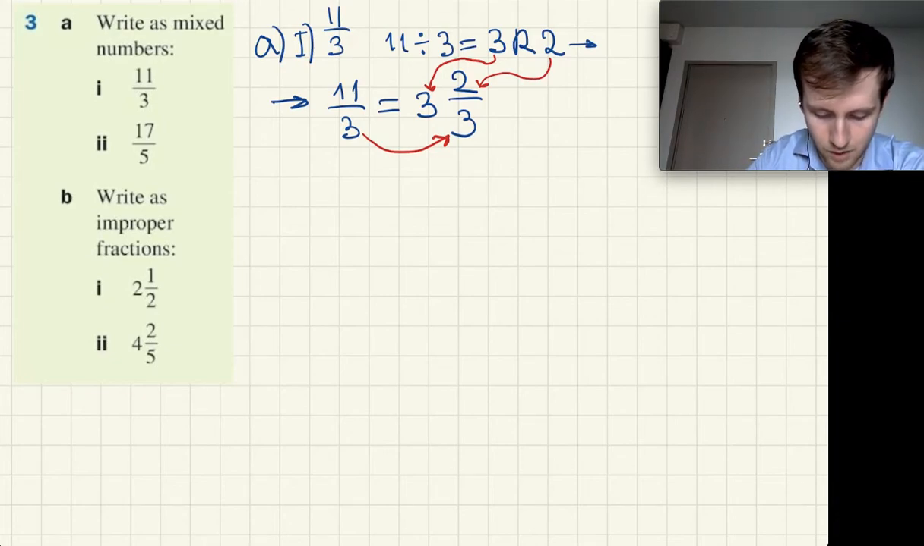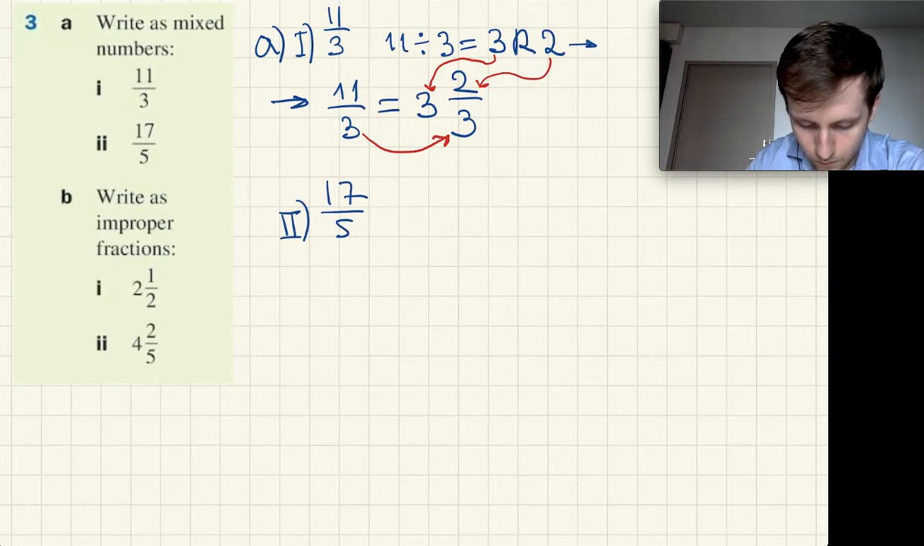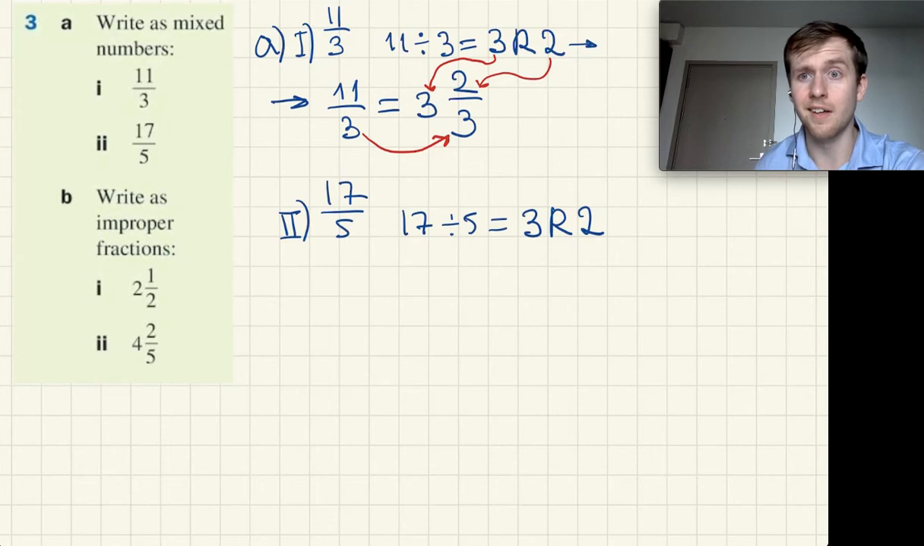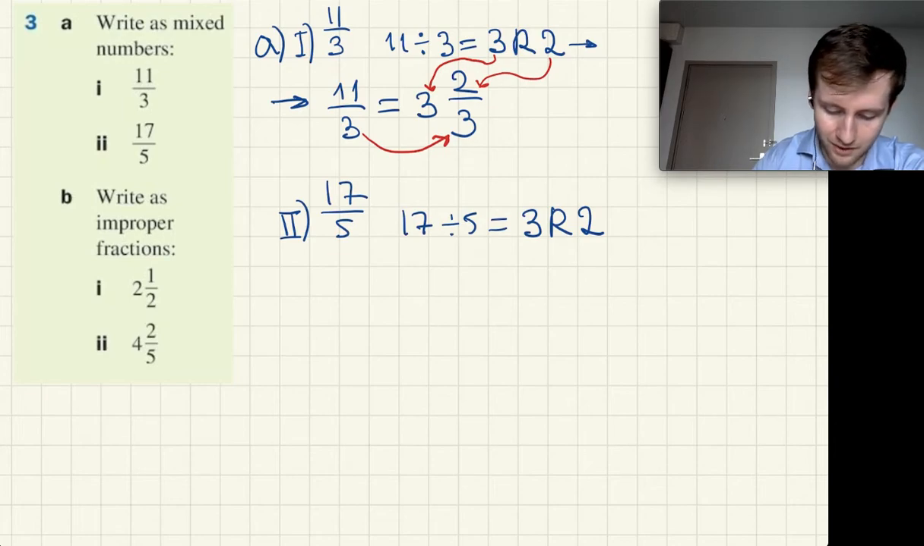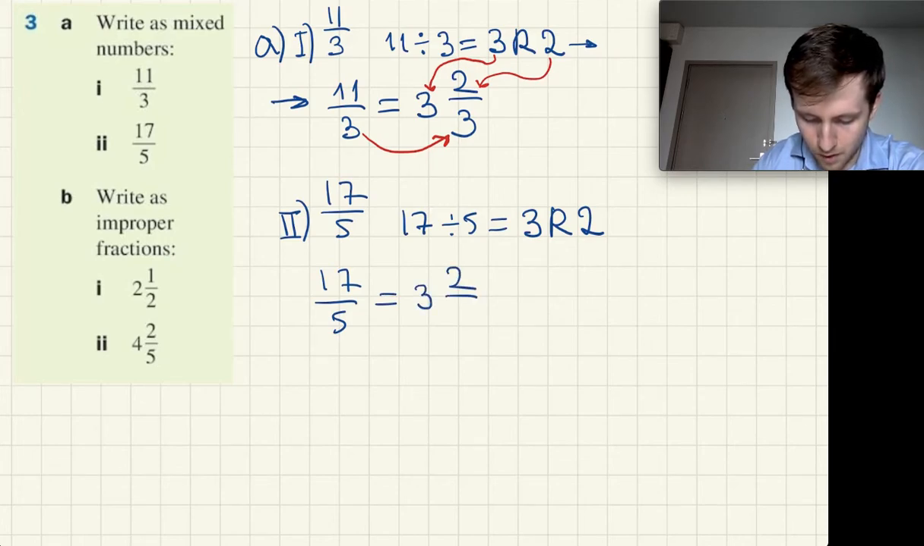Next one we have 17 over 5. So again we do 17 divided by 5, which is equal to 3, and a remainder of 2. Again, similar thing, right? So let's write it. 17 over 5 is equal to 3, and this time it's 2 over 5. So again, 3 is the whole part, 2 is the fraction part, and 5 is our denominator.